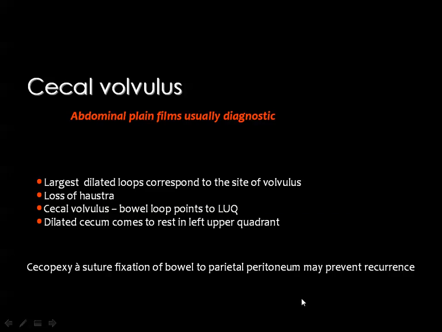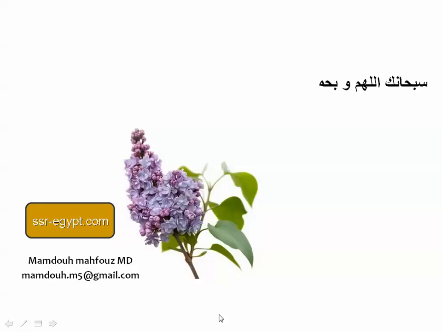Then as I have said, the abdominal plain films are usually diagnostic. The largest dilated loop corresponds to the site of the volvulus. If it is the cecum, this is the cecum. If it is the sigmoid, this is the sigmoid. In cecal volvulus, the bowel loops will point to the left upper quadrant. Whatever this pointing, you can easily appreciate the site of dilatation.